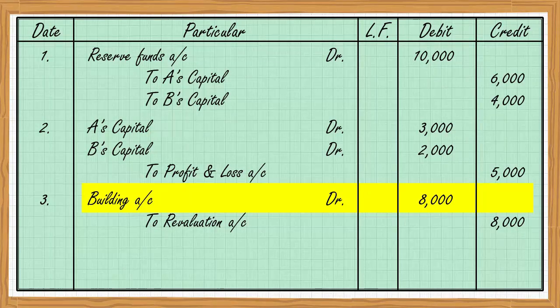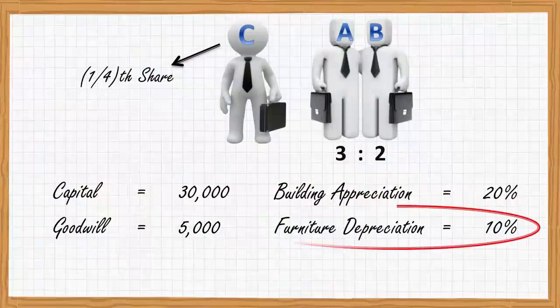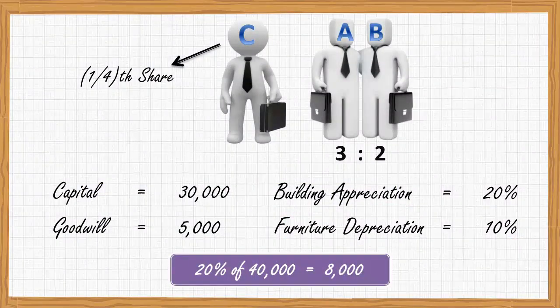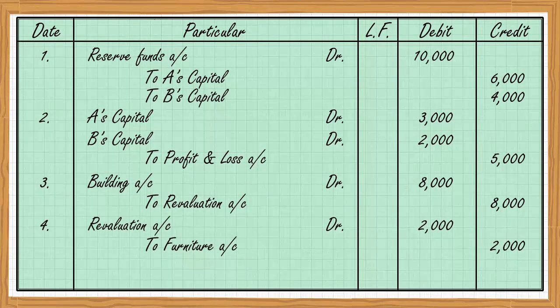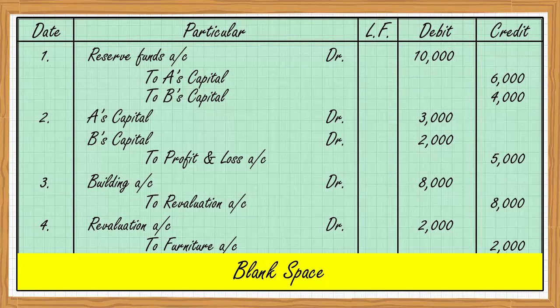Now we have to depreciate furniture account. So the journal entry will be revaluation account debit to furniture, rupees 2,000. At this moment, we are passing all the journal entries. So we'll leave the blank space for the loss or profit, because at this moment I cannot prepare revaluation account. Now the next journal entry.